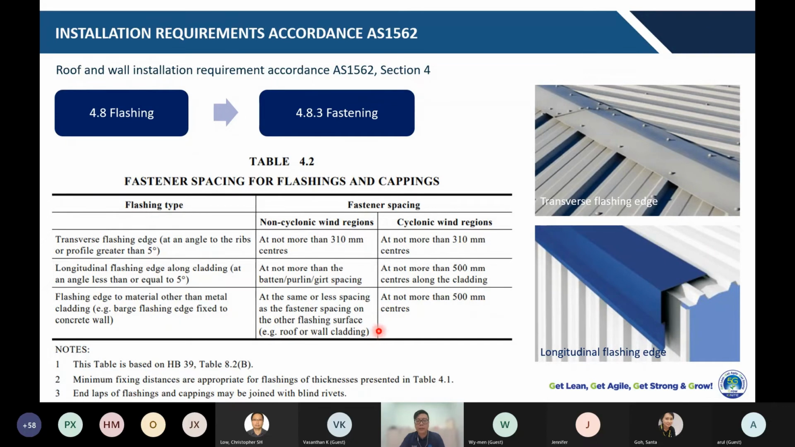Just to highlight that whatever I'm talking about now is mainly focused on the non-synchronic wind region. If you have a synchronic region project, you must refer to this column. So in other words, for non-synchronic region, the suggestion from the code is that the screw position for the transverse flashing should not be more than 310 mm, center to center. But for the longitudinal, it does not specify a numerical figure in the code, but it suggested that you must at least follow the support position, which is either the purlin, girth, or batten.